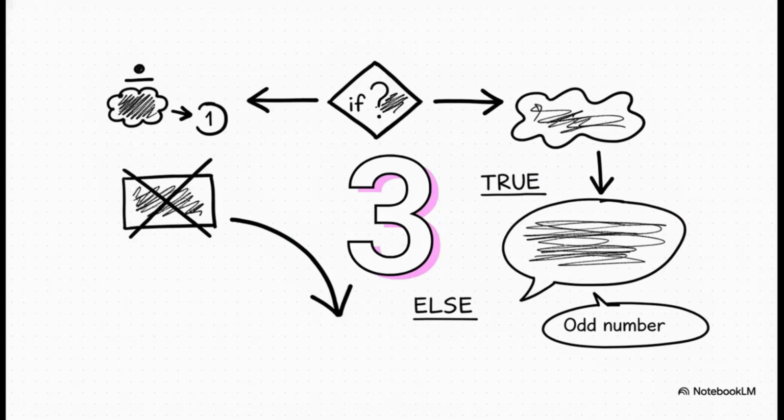Let's throw the number 3 into this. 3 divided by 2 leaves a remainder of 1. Does 1 equal 0? No way. That evaluates to false. Therefore, the control flow completely ignores the if block, jumps directly down to our else block, and prints odd number.